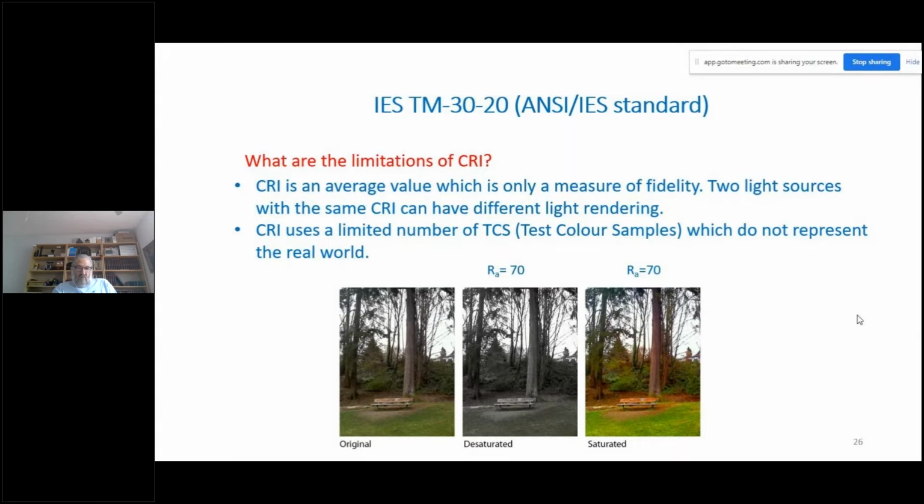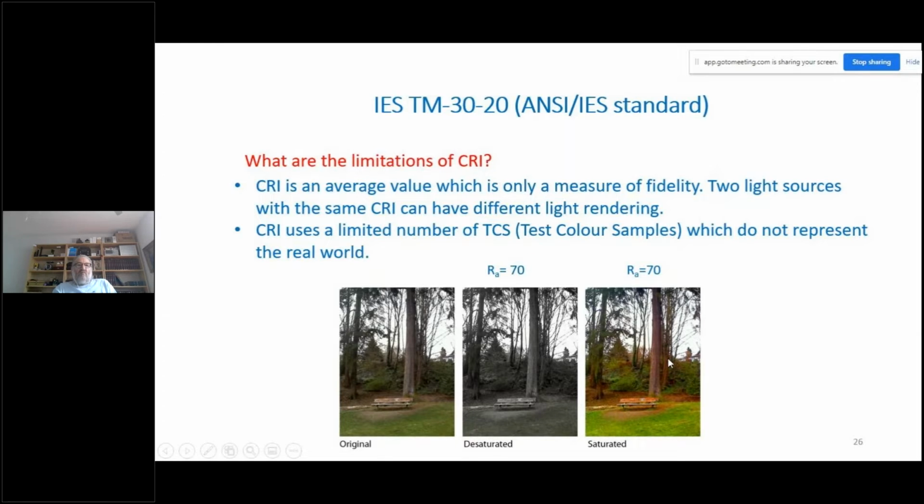It doesn't talk about saturation or desaturation. So, according to CIE, these two are the same. There's no difference between the two. Whereas, as far as the chroma is concerned, they're widely different. This is desaturated and this is saturated.